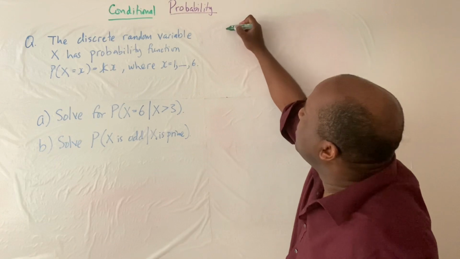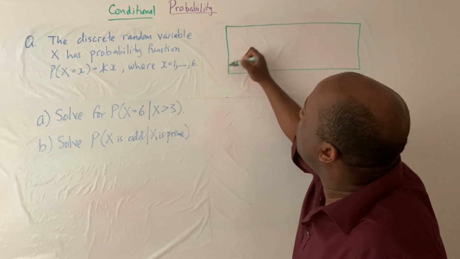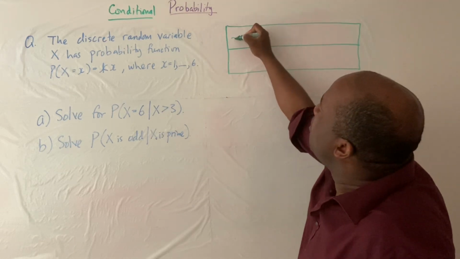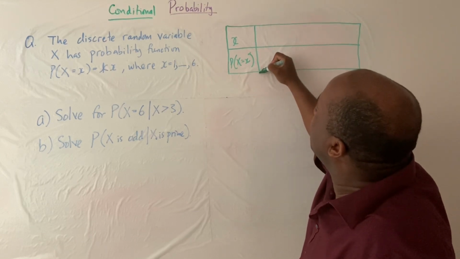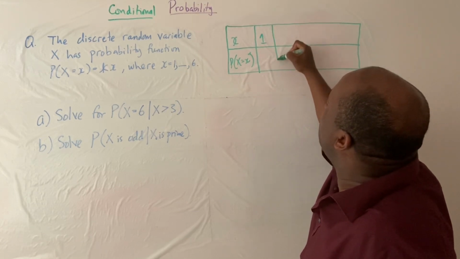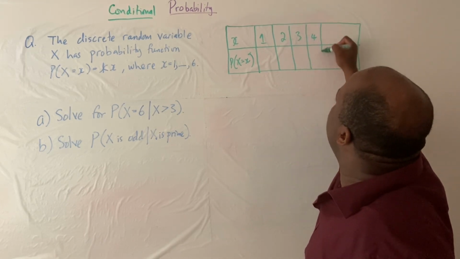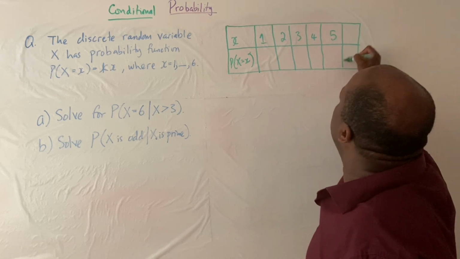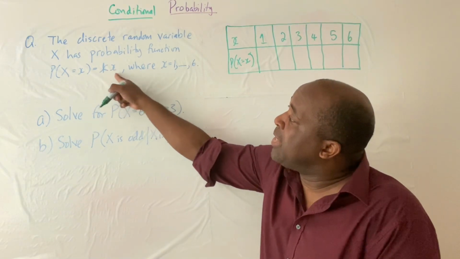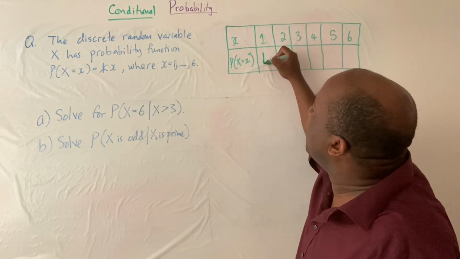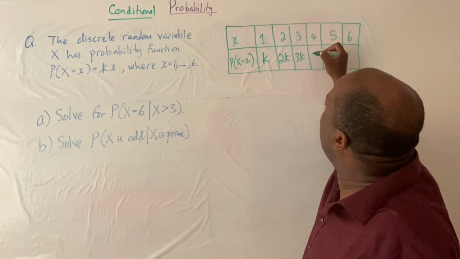So for this type of question, what I strongly advise you to do is to sketch out or draw a table where X and the probability that X equals x are highlighted. X goes from 1 through 6. So 1, 2, 3, 4, 5, and then 6. So we're going to apply the formula for the probability. So it will be k times x. When x is 1, we get k. When x is 2, we get 2k. When x is 3, we get 3k, and so forth.